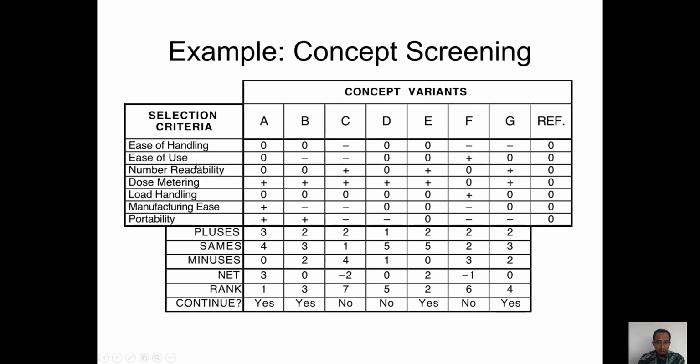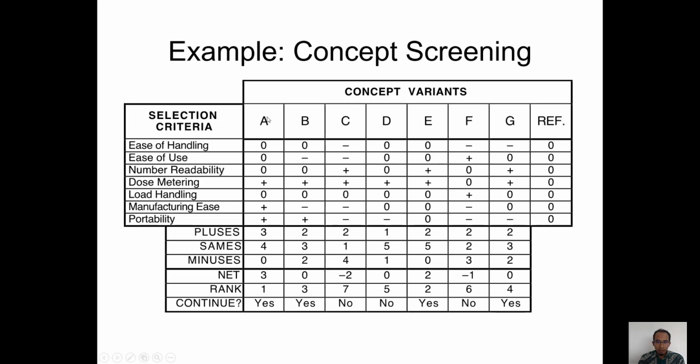And we have selection criteria like ease of handling, ease of use, and so on and so forth, and portability. And we have here the plus and the minus. So the reference here could be, for example, the existing product in the market, which we put 0, and we put plus if it is better than the reference, and we put minus if it is worse than the reference, and we put 0 if it is more or less the same with the reference.